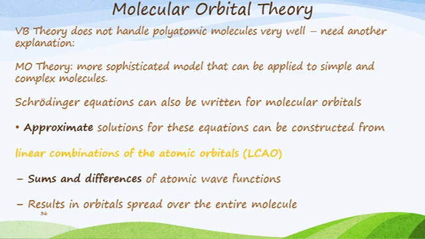What is this molecular orbital theory? It's a more sophisticated model that can be applied to simple and complex molecules. It describes the bonding very well, okay? The Schrödinger equations from the quantum theory can also be written for molecular orbitals, and the approximate solutions for these Schrödinger equations can be constructed from what we call linear combination of atomic orbitals. Now, we've already seen a little bit of this when we talked about hybridization, but this theory gets everything right. So it applies to simple molecules, complex molecules, diatomics, and polyatomics.